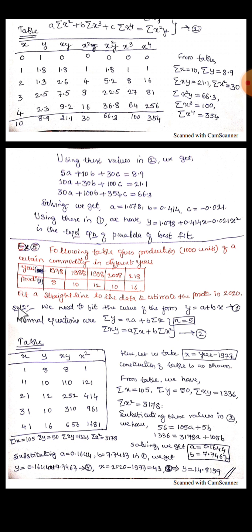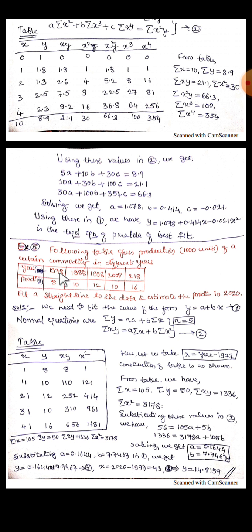Solution. As a straight line is asked, we know that the equation of the straight line is of this type, y equals a plus bx. The normal equations for the straight line are: summation of y equals na plus b summation x, and summation of xy equals a summation x plus b summation x squared. We know this. Now, if the values of the independent variable, like this year, are big or large, they can be reduced by some modification.